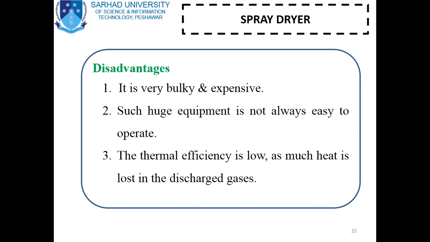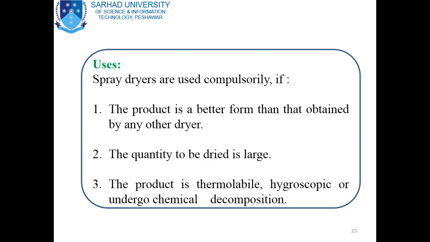There are several disadvantages. They include that it is very bulky and expensive, as we have mentioned in the construction, where the diameter and height of the equipment require a larger area. Due to its bulky and expensive nature, that is one of the disadvantages of the spray dryer. Such huge equipment is also not easy to operate because it is so bulky. The thermal efficiency is low, as much heat is lost in the discharge gases.